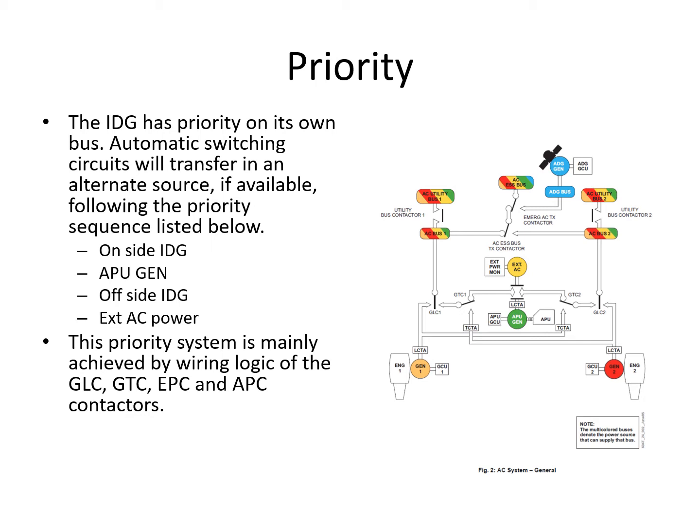The way this priority logic is done is not through any sort of computer system or anything like that. It's just simply through wiring logic of the line contactors. So the GLC, the GTCs, the EPC, and the APC contactors.